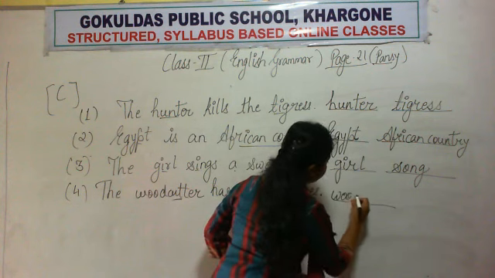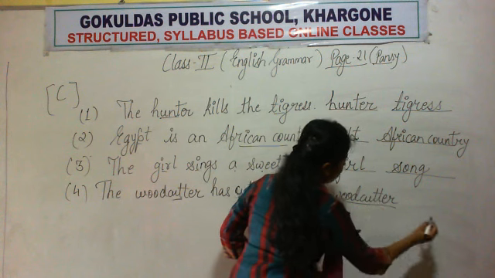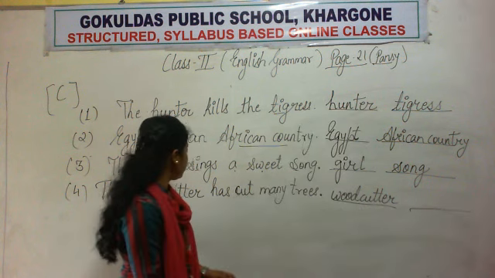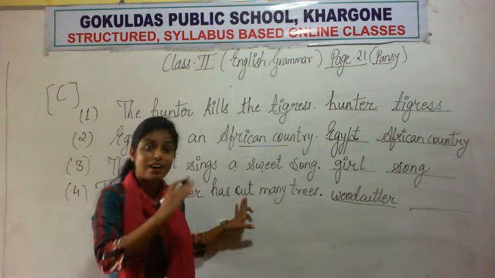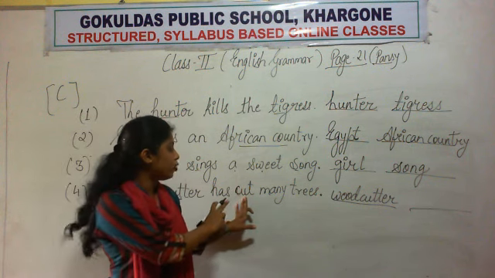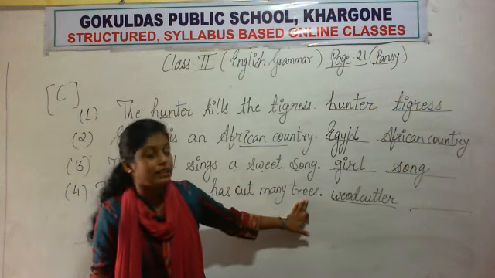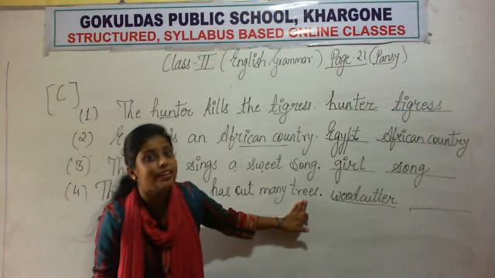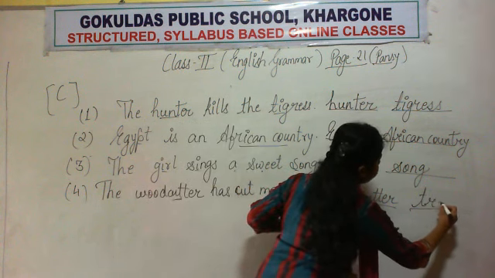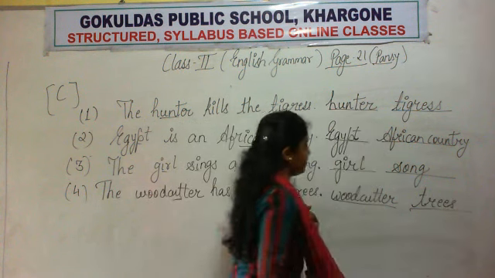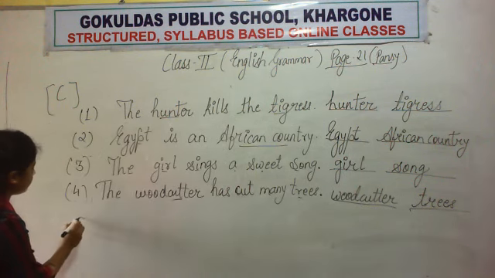Woodcutter. Okay. Woodcutter has, it is a helping verb. It is not a noun. Cut, काट देना, it is a verb. Okay. Many means बहुत सारे. Many is not a noun. Okay. Tree, yes, tree is a thing. It is a noun. So the next noun is tree. Trees. Okay. I hope you all are understanding this.